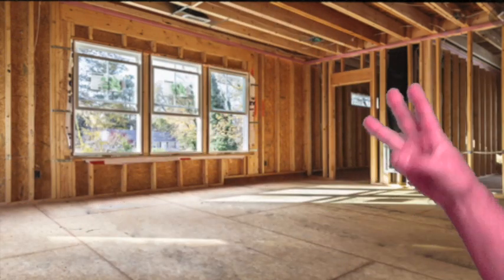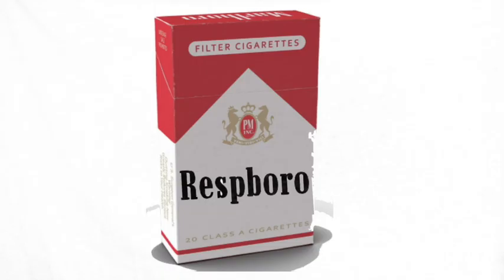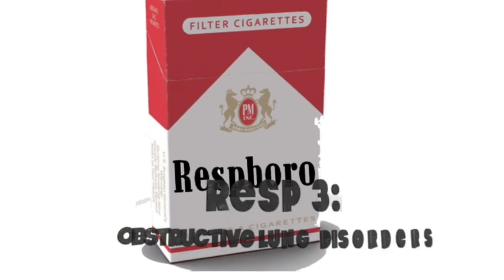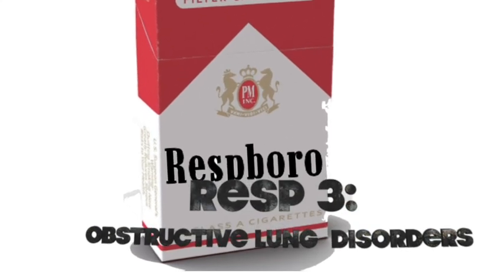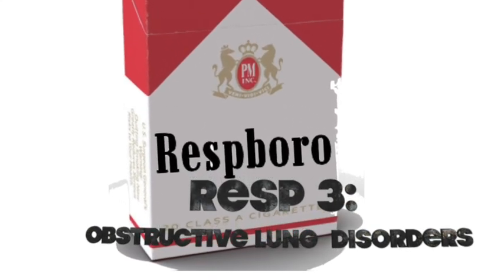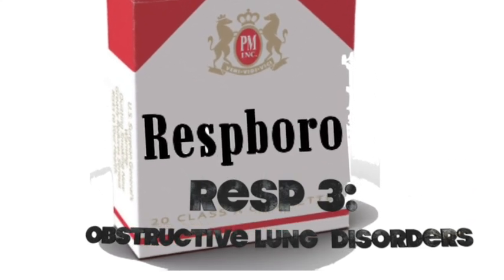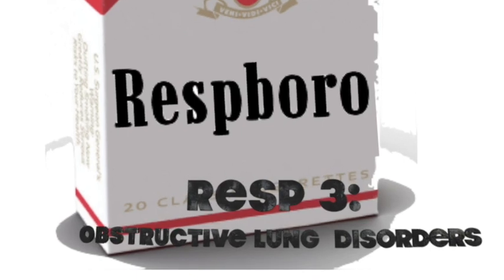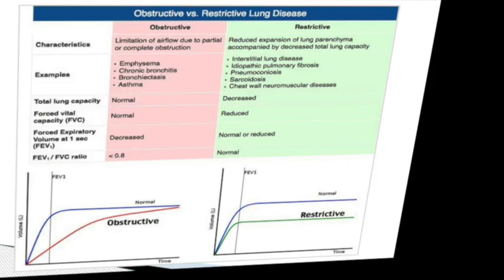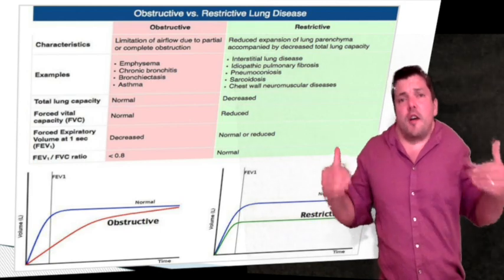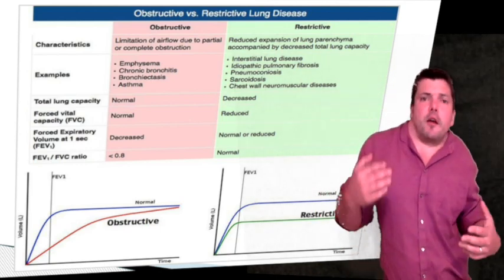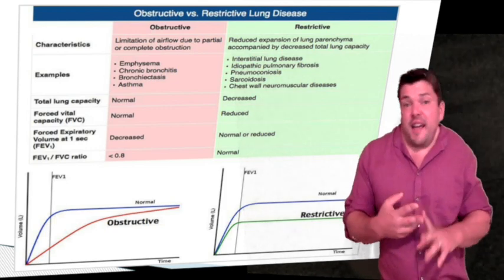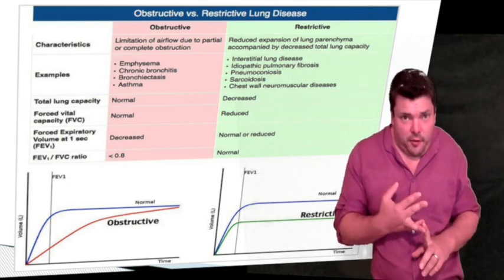Respiratory part 3. So now we're going to focus on 3 common obstructive pulmonary diseases: chronic bronchitis, emphysema, and asthma.